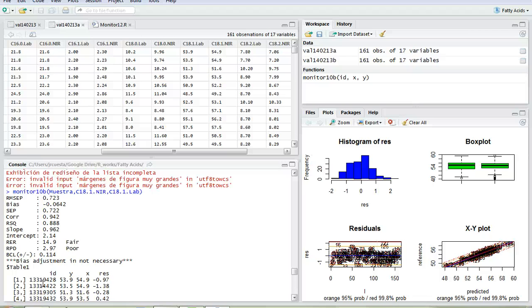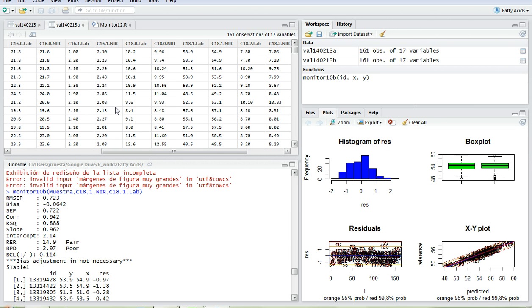Hi, this is another video about the monitor function. You have to see my previous videos in order to understand this one. In those videos I show the function I'm developing, and now I just want to explain some things about this.